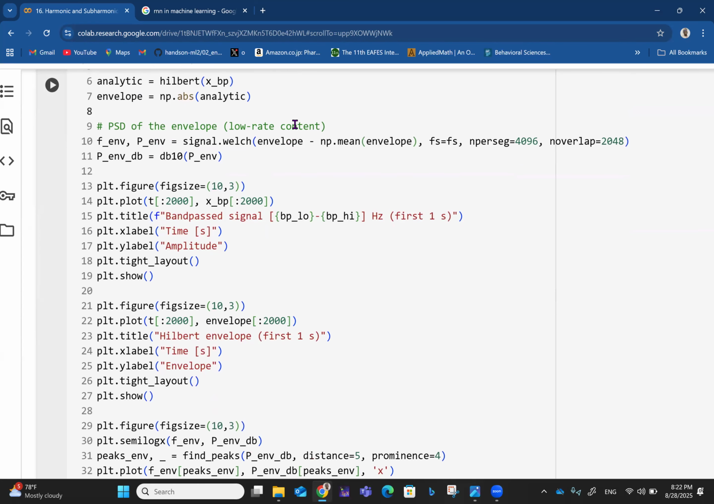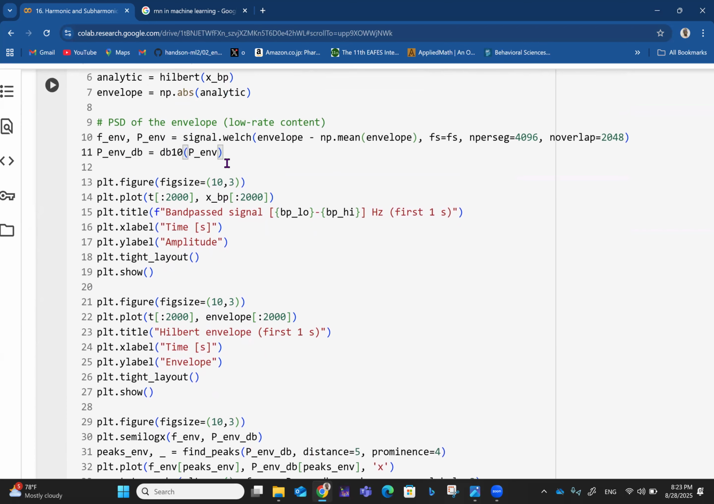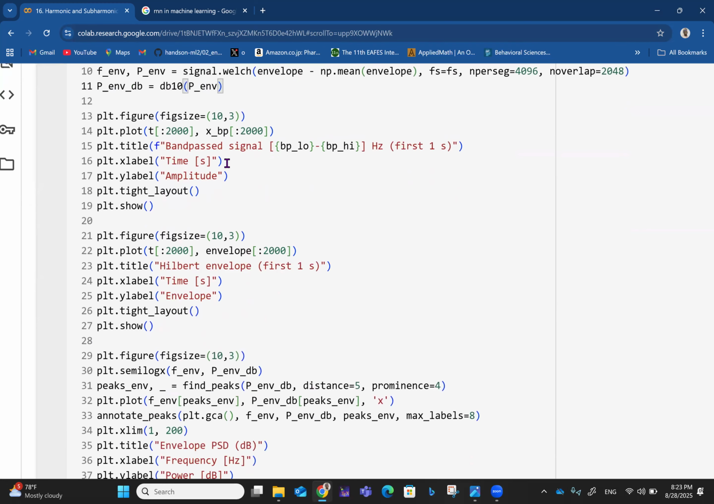Again, we want to do the envelope analysis workflow. First we declare the bandpass, high band pass, low band pass, 200 to 600, SOS, that's signal. So we have the signal, then we have x_bp, then we have the analytic, which is Hilbert, and the envelope, which is the absolute value of the analytic. We do the PSD of the envelope, low rate content. So we do the PSD against frequency like that. And we have pf_psd still here. All right. So that's dB10 of Pxx. And then we do the plots.